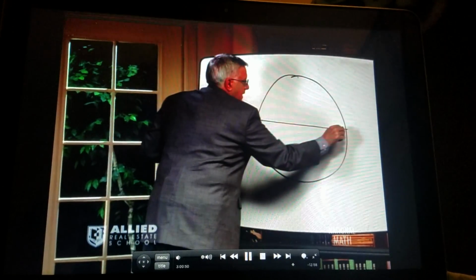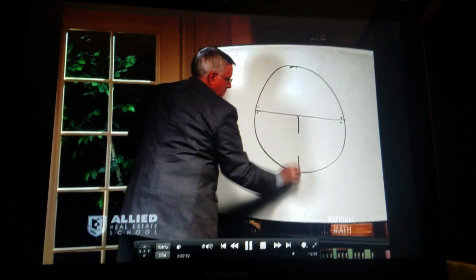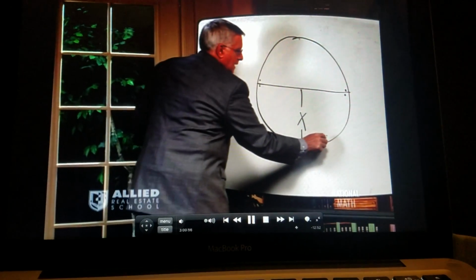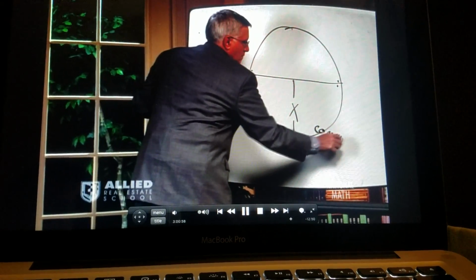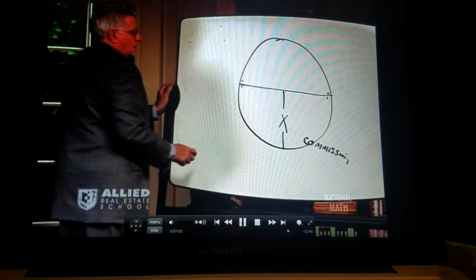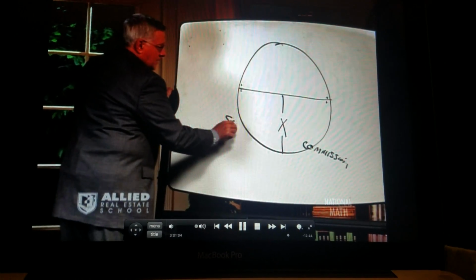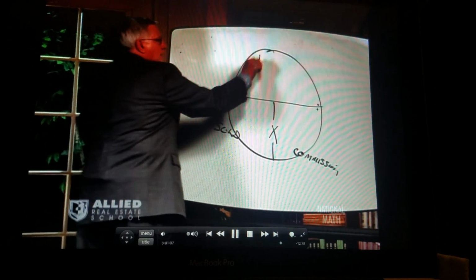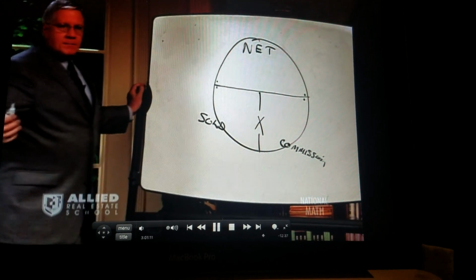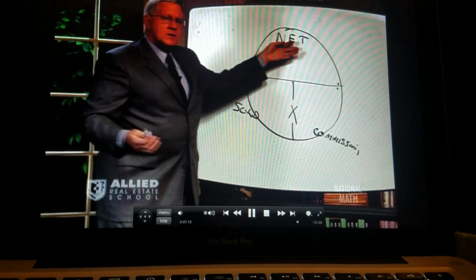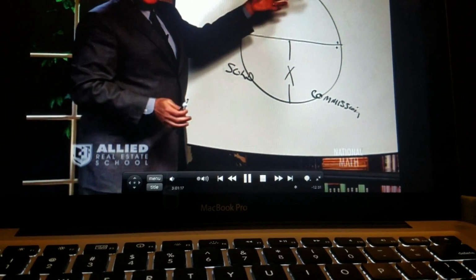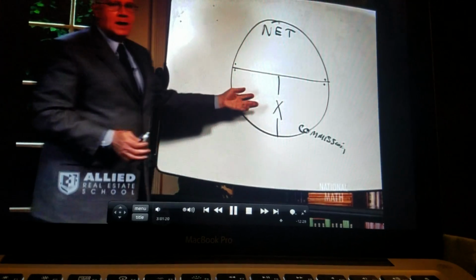Now, in the case of a net problem, the commission is always going to be down here. What you sold the property for is going to be here, and the net is going to be the top number. And keep in mind that makes sense, doesn't it? Because the net is going to be smaller than what you sold it for. So this goes back to our old rule of the small number on top, larger number on the bottom.